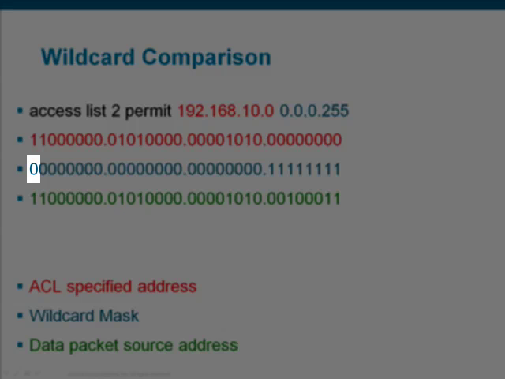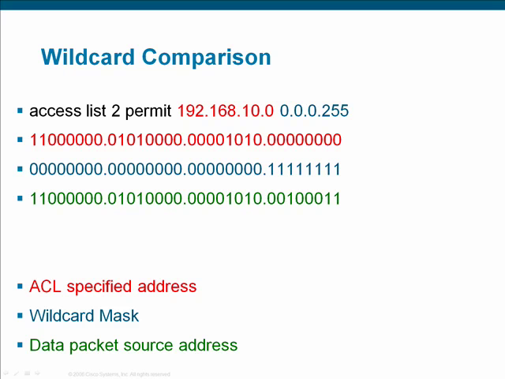The leftmost 0 in the wildcard mask means that the leftmost bit position in a data packet's source address must match the leftmost bit position of the address in the ACL. It does. As we work our way across the first 24 bits, we see that the first 24 bits of the packet's source IP address match those in the ACL address, which is what is specified by the wildcard mask.